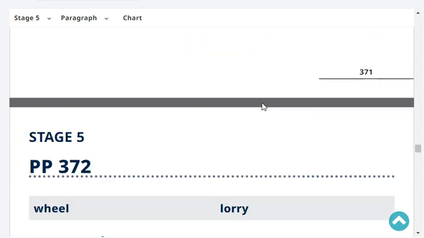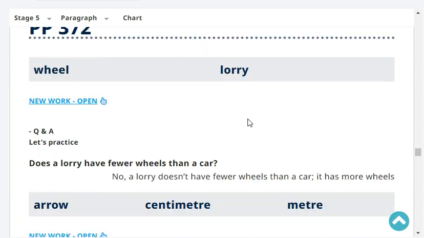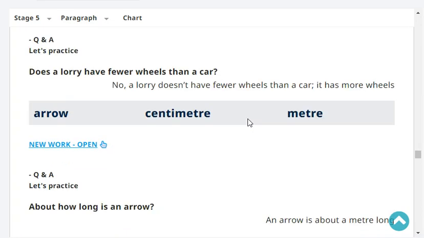Wow, very good. One cooking, one cleaning. Okay, next. Does a lorry have fewer wheels than a car? No, a lorry doesn't have fewer wheels than a car. It has more wheels. Very good.